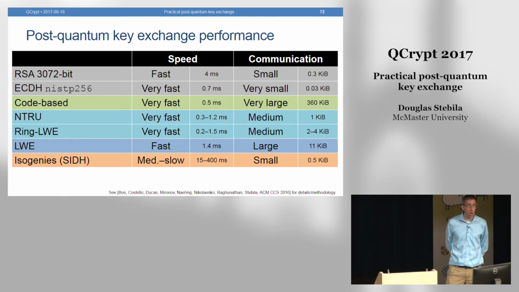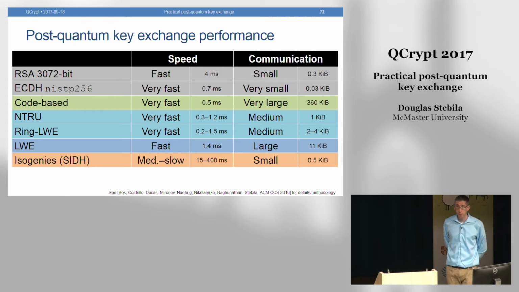In gray at the top, we have our traditional non-post-quantum algorithms. In green, we have a code-based system called McBits. In light blue, we have the ideal lattice problems, ring-LWE and NTRU. In dark blue, we have our generic LWE problem. And then in orange, we have our elliptic curve isogeny problem.